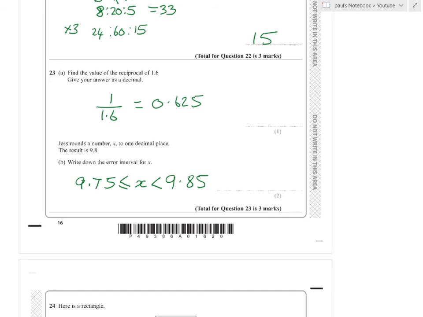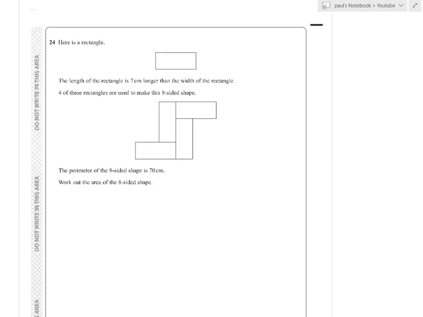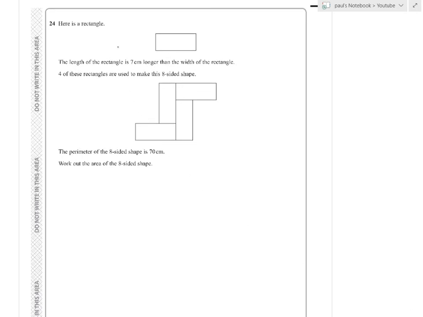Yes. Sometimes. Don't like the look of this one. This is a puzzle. Here is a rectangle. Great.